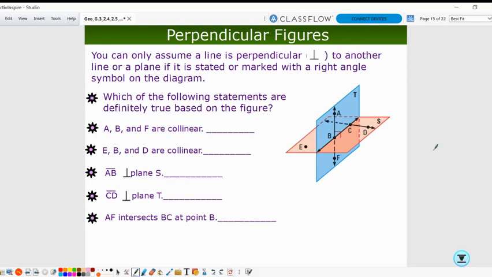You can only assume a line is perpendicular to another line or a plane if it's stated or marked with that right angle symbol. So you can see right in here, we've got a right angle symbol. I'll make that green so it stands out a little more.